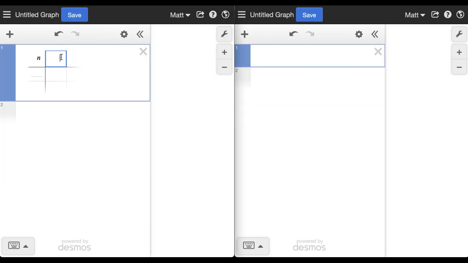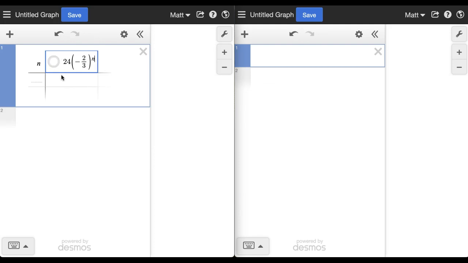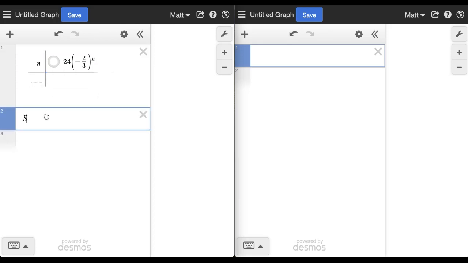Our formula is 24 times negative 2/3 to the power of n. It's another geometric, right? Some initial value times the r value to the power of n. This is infinite, okay? So we definitely have to use a formula. It's going to be the same formula, which can be simplified to this: a sub 1 over 1 minus r. Right, this is for an infinite geometric series.